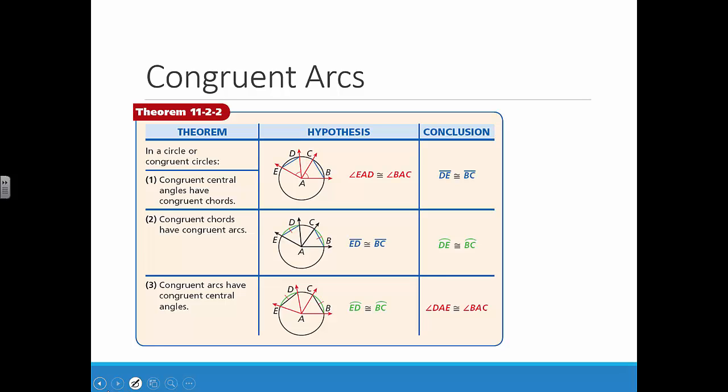So with congruent arcs, in a circle or congruent circles, if you have congruent central angles, so if these angles are the same size, then the chords are congruent. So D to E is congruent to BC. If you have congruent chords, then you know the arc measures from D to E and C to B are congruent. And if you have congruent chords, then you know the angle measures are congruent.